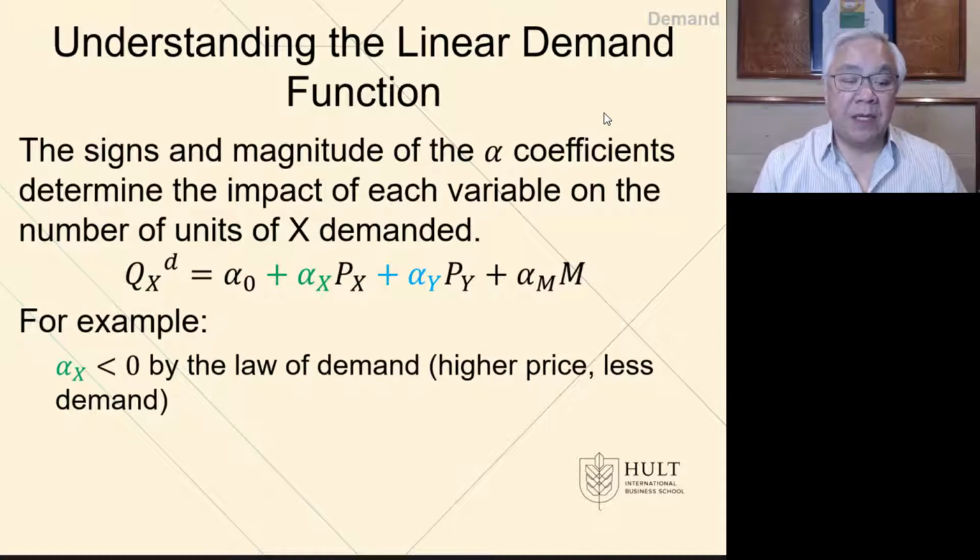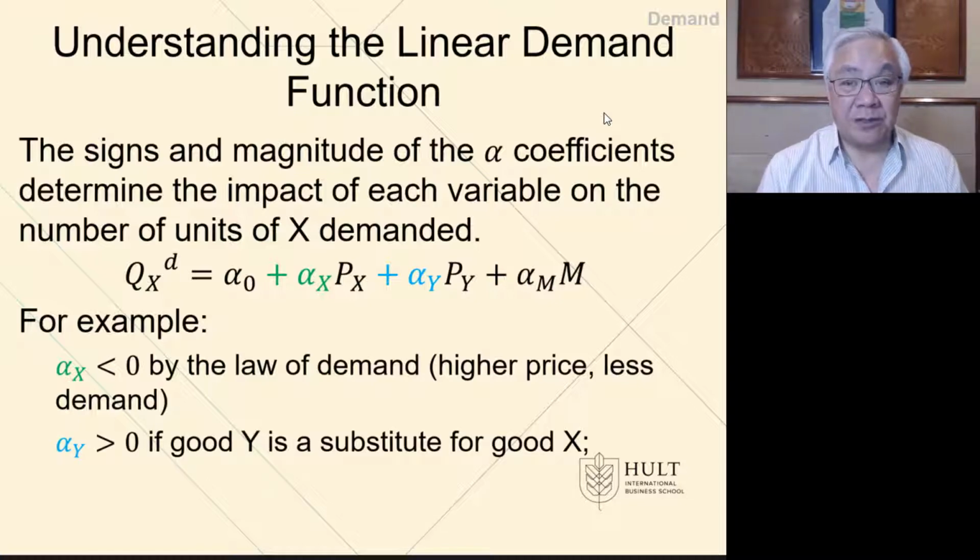For example, if alpha X, which is related to the price of X, is less than 0, that means it's a law of demand, such that if the price of X goes up, then the quantity would go down, right? Because it would become a negative factor, reducing the amount of quantity. And on the other hand, if the price goes down, then the negative of alpha X would cause the quantity to go up, right? So this is what we'd expect to see from the law of demand.